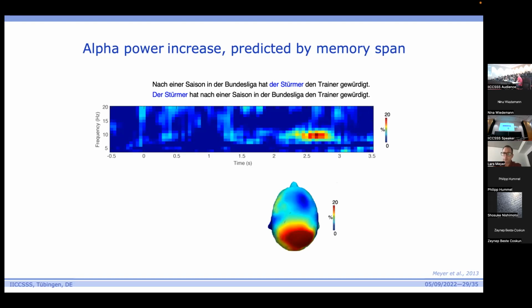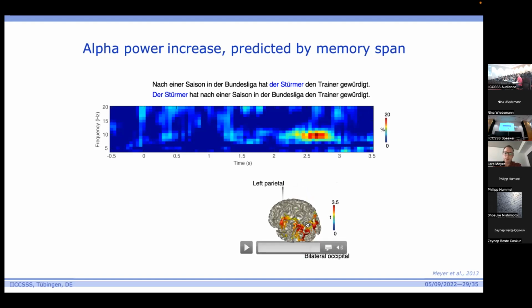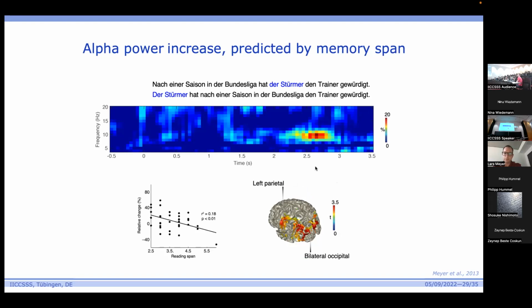Classical alpha band topography, so nothing controversial about that. And this is just the source localization. So you see here left parietal generators of that effect, and also bilateral occipital regions being active. Now the link to memory is strengthened, I think, by a correlation that we found between the alpha band activity here in the left parietal cortex and the memory span of subjects. So people with a high span don't need to ramp up their alpha that much. And that's also something that people have reported.